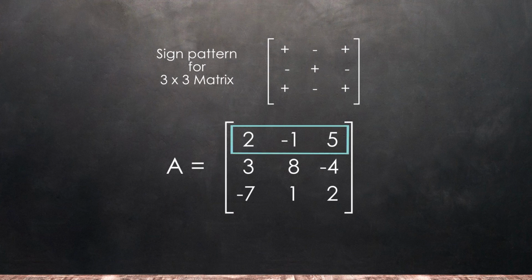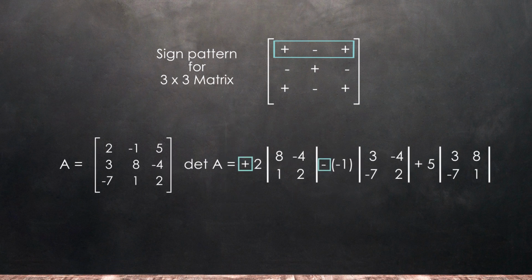Since we picked the first row of A to be our pivot row, we will use the sign pattern from the first row of the sign matrix to follow. And that's how we knew to add, subtract, and then add when calculating the determinant of A.